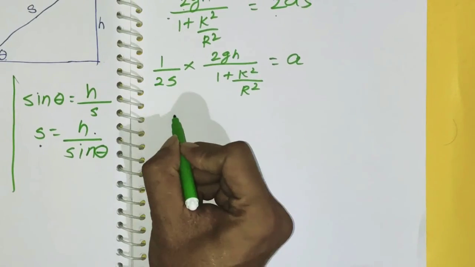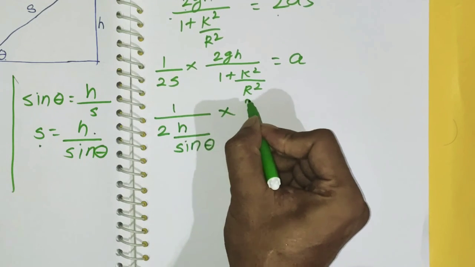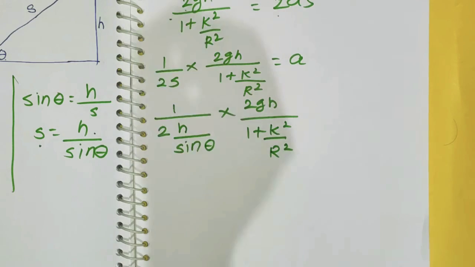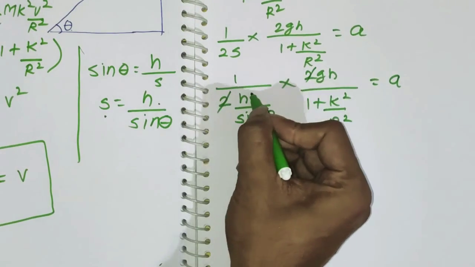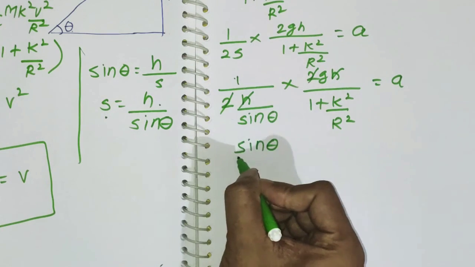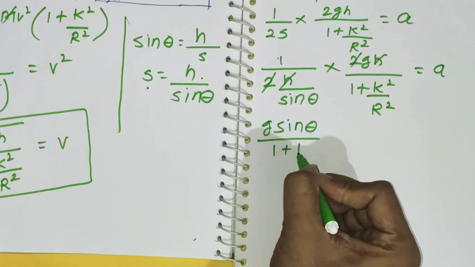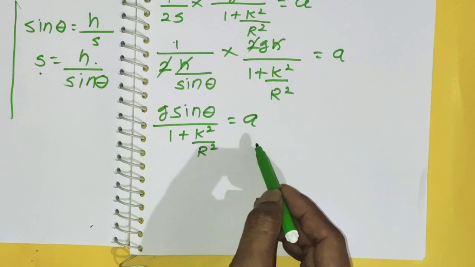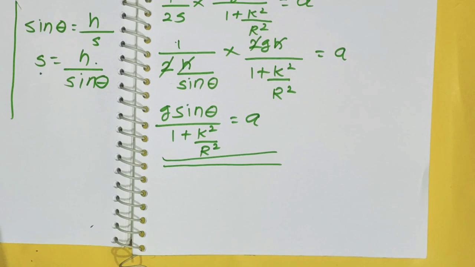Now putting the value of s, a is equal to 1 by 2 into sin theta by h into 2gh upon 1 plus k square by r square. In this equation, the 2 and h will get cancelled. Sin theta into g will be g sin theta upon 1 plus k square by r square. So the equation for acceleration is a is equal to g sin theta upon 1 plus k square by r square, the acceleration of the rolling body.